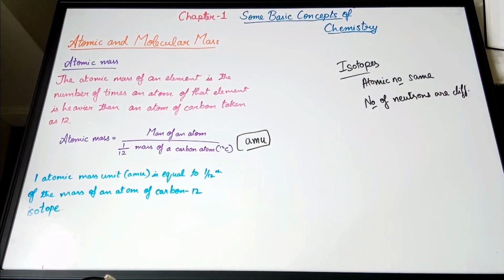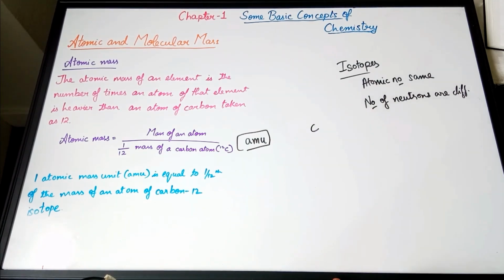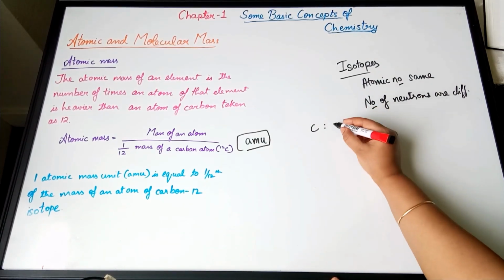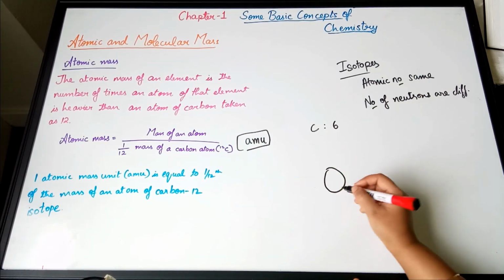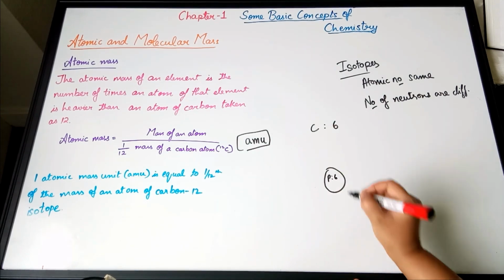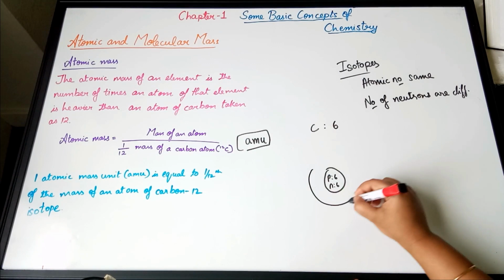You had probably learned about this in class 10. So to recap, let's take carbon. Carbon's atomic number is 6, which means in its nucleus, the number of protons is 6, the number of neutrons is 6, and the number of electrons will also be 6.